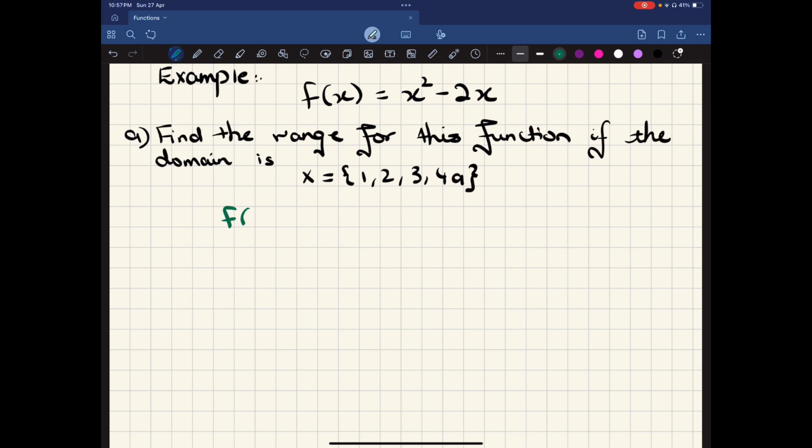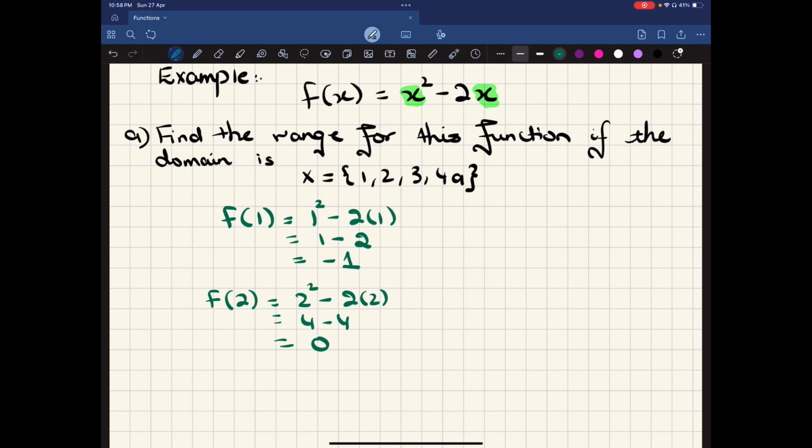Okay, so f of 1. You're going to go to function f and substitute 1 in place of x. Wherever there's an x, we're going to replace it with 1. So 1 squared minus 2 into 1. 1 minus 2 is minus 1. Next, we have to find f of 2. 2 squared minus 2 into 2 is 4 minus 4, which is 0. f of 3 is 3 squared minus 2 into 3. 9 minus 6, so it is 3.